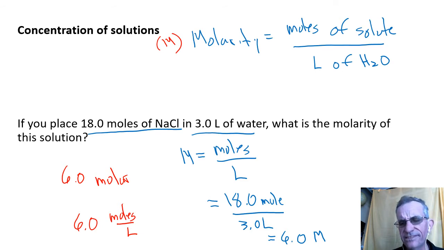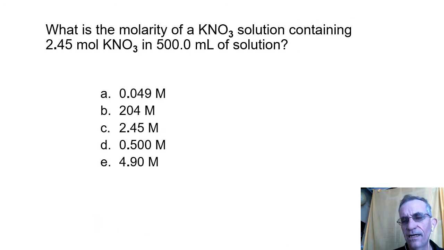All right, with that, let's double check this is making sense. Tell me the concentration of a solution. Tell me the molarity of a solution. I'm going to flip over. Let's see if you could try one here. What is the molarity of a KNO3? So I guess that's potassium nitrate? What's the molarity of a potassium nitrate solution containing 2.5 moles of potassium nitrate in 500 milliliters of solution?